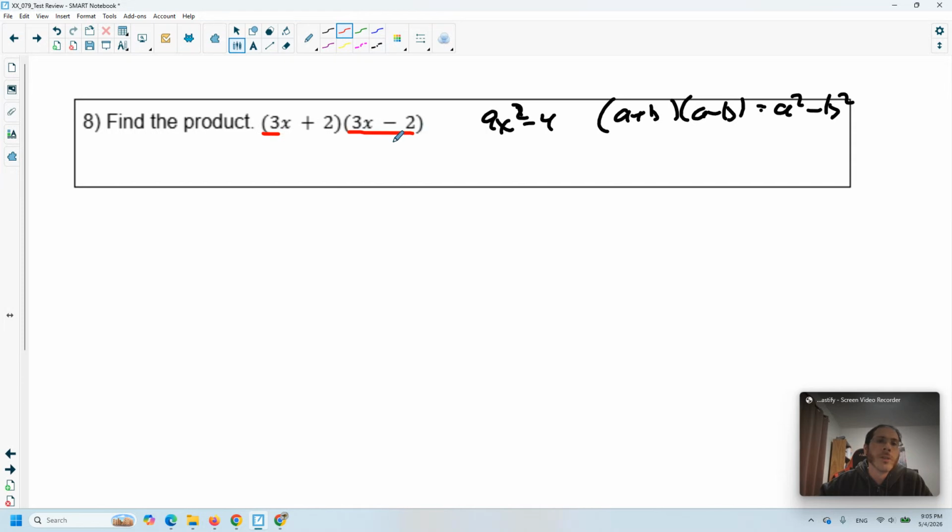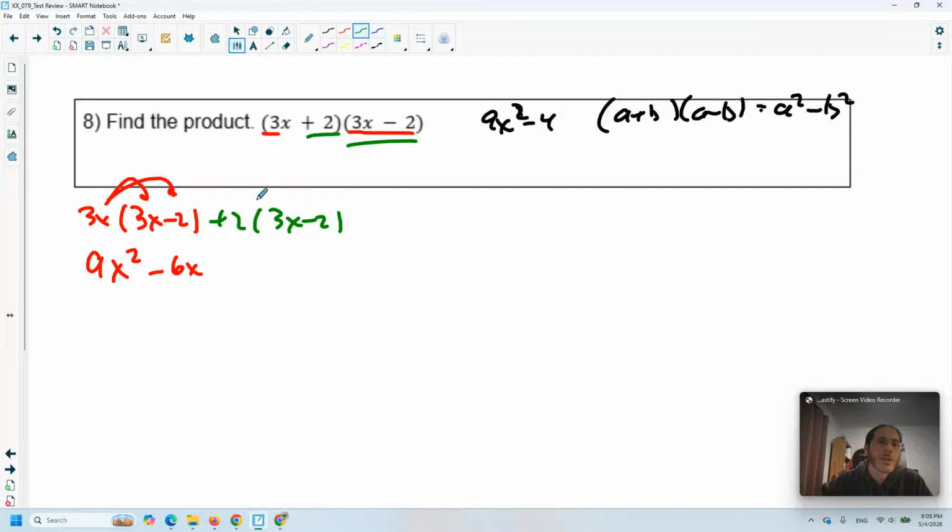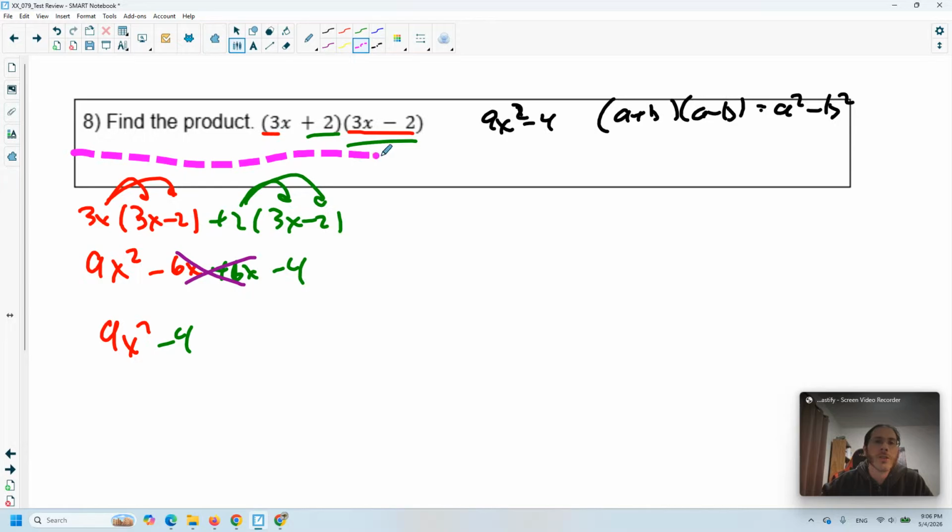Again, we'll double distribute again. So 3x minus 2, plus 2, 3x minus 2. We'll distribute. So 9x squared, 3 times 2 is minus 6x. Here we get a plus 6x when we distribute, and a minus 4. But this time the middle terms are going to cancel out when we combine them as like terms. So 9x squared minus 4. So again, same answer, not a big issue.